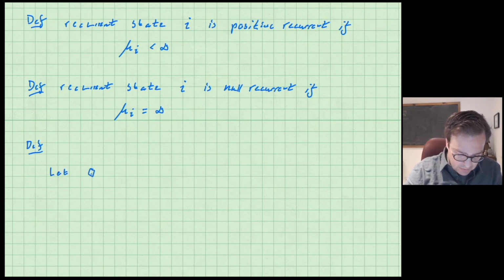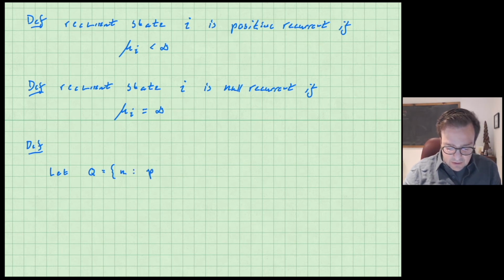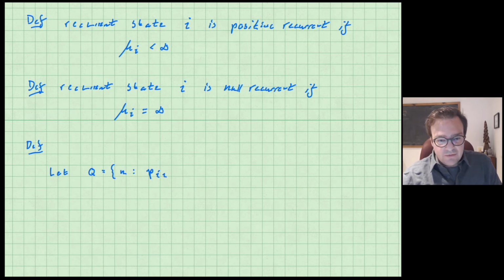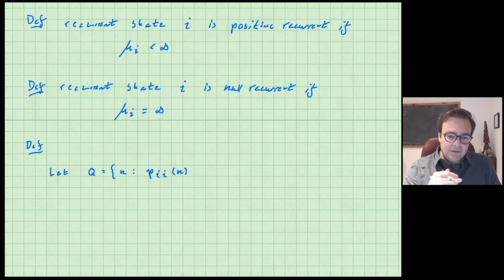Call this set Q. It's a collection of integers, all possible n's, such that the probability of going from state I back to itself in n steps is greater than 0. Now, this is a P, not an F, so it goes from state I to state I after n steps. It can also pass through state I during that process.